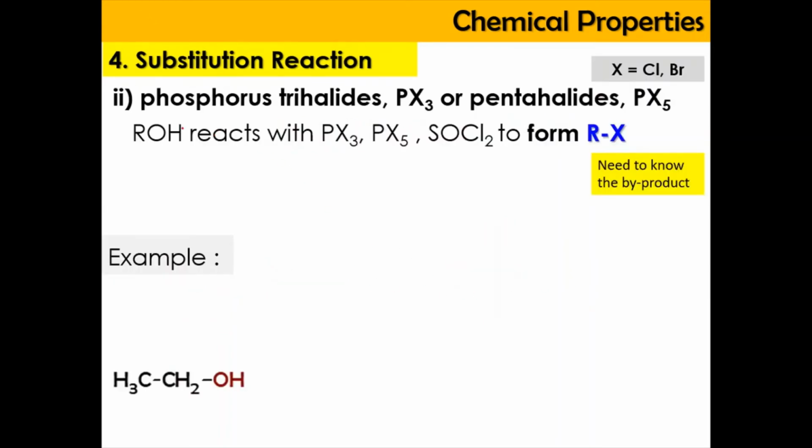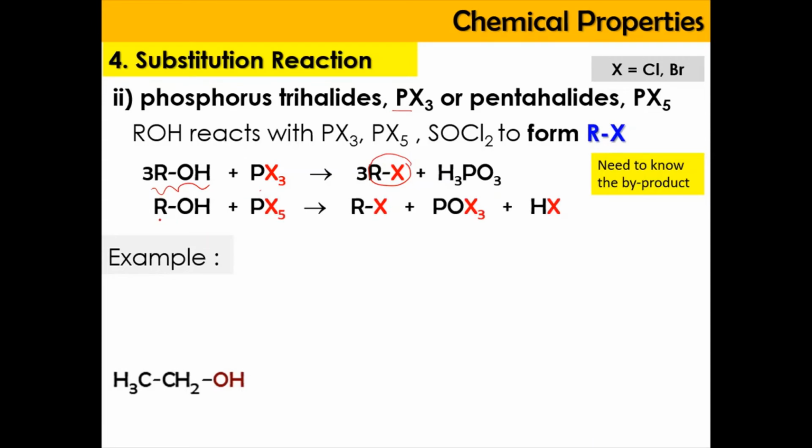Okay, and now let us look into another substitution reaction, which is using the trihalide or pentahalide. So the alcohol can react with the PX3, which is the trihalide, in order to produce haloalkane, which is RX, and the byproduct here is H3PO3. Okay, the same goes here, where the alcohol can react with pentahalide, where OH here is going to be replaced with X. Similar reactant produces a similar product, but the byproduct here is different.